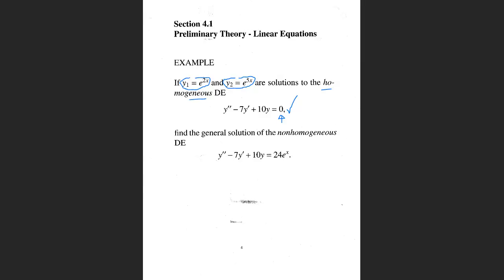Okay. Now, if this is the case that we have two solutions to this homogeneous differential equation, what we want to do is find a general solution to the non-homogeneous differential equation. And it's non-homogeneous because on the right side of the equal sign, we have a non-zero function, 24 times e to the x power. So on that note, we have to figure out a way to solve this little non-homogeneous differential equation.